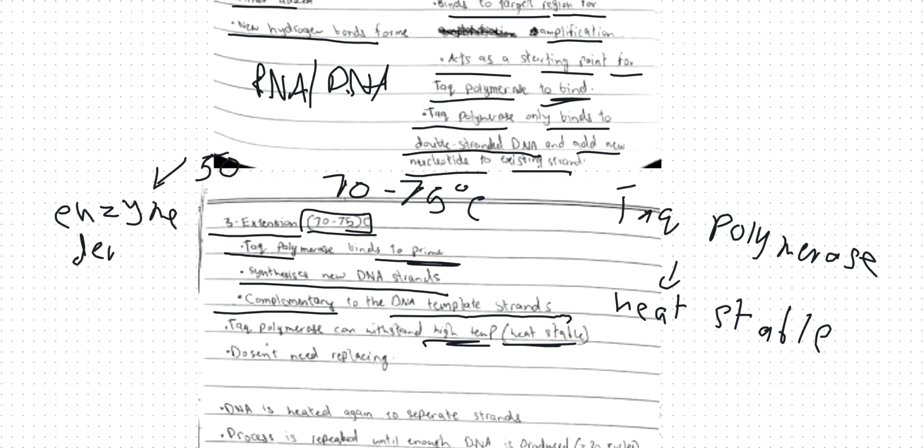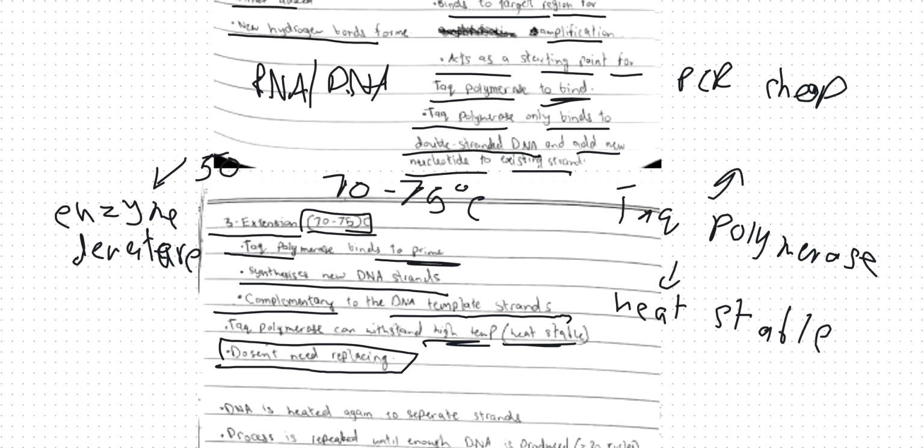So because you use Taq polymerase, the Taq polymerase would not denature, and because of this, you don't need to replace the Taq polymerase every time you do PCR. So Taq polymerase is very heat stable, and the reason you use it is because you don't need to replace it. So the PCR becomes cheap. Because if you wanted to replace Taq polymerase every time, then you'd have to make new enzymes. This will cost money. So yeah, this is the reason you use Taq polymerase.